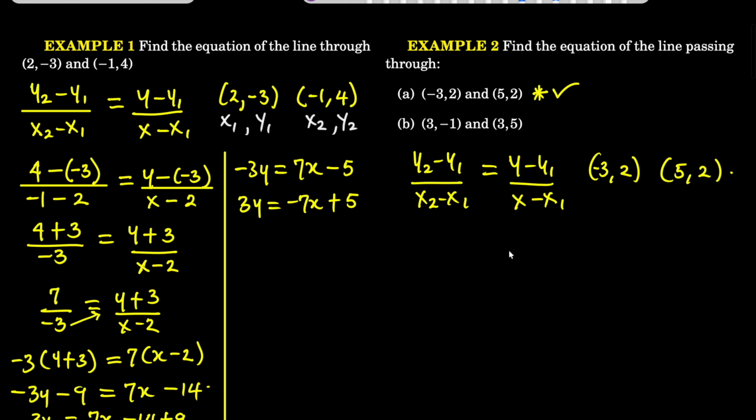Plug in your values. First we need to say that this is x1, y1, and this is x2, y2. y2 is 2 and y1 is 2 as well. x2 is 5, while x1 is minus 3. And this equals y minus 2 over x minus minus 3.